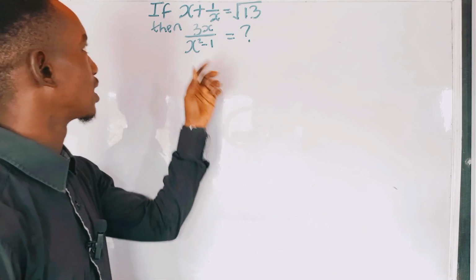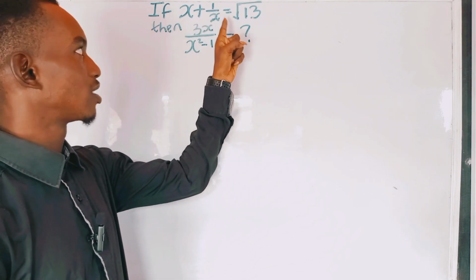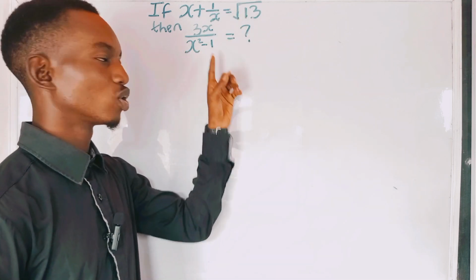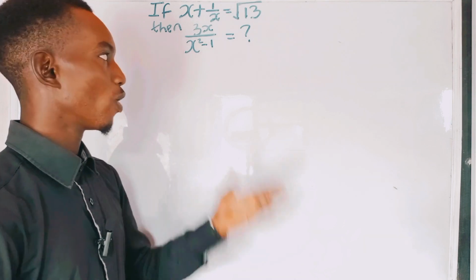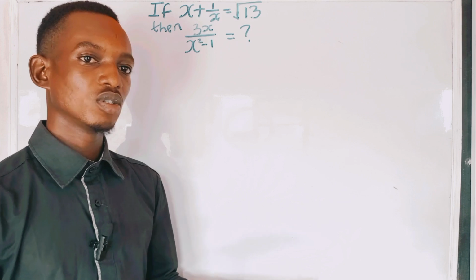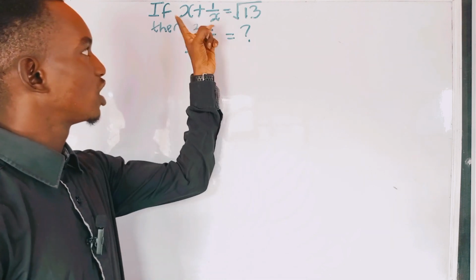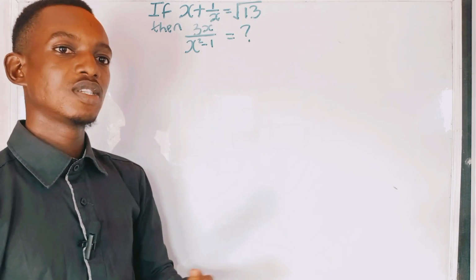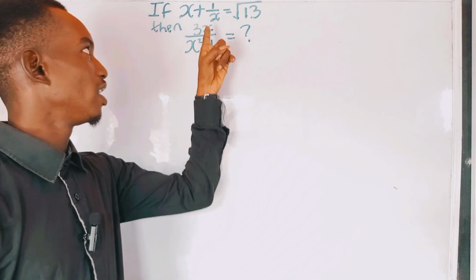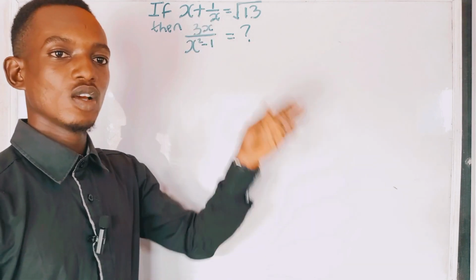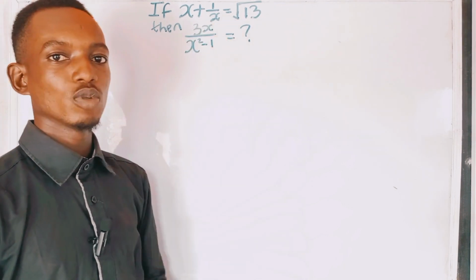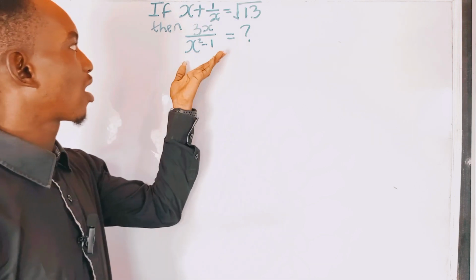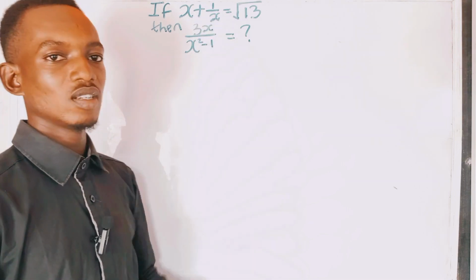Now the question says that if x plus 1 over x equals square root of 13, then 3x all over x squared minus 1 will give us what? Now, we're going to solve this question by easy substitution. What does that mean? Since we know the value of x plus 1 over x, and we need the value of this, we are going to try to express this in terms of x plus 1 over x. We break this down and express it in terms of x plus 1 over x, and then we substitute, as simple as that.